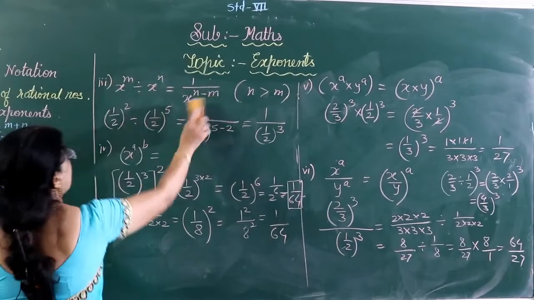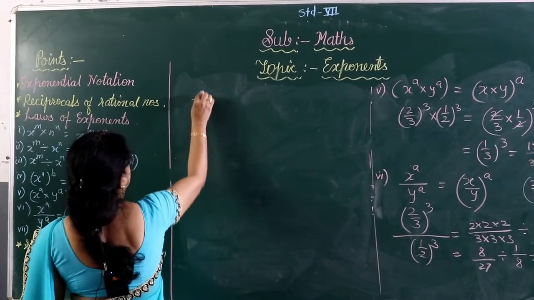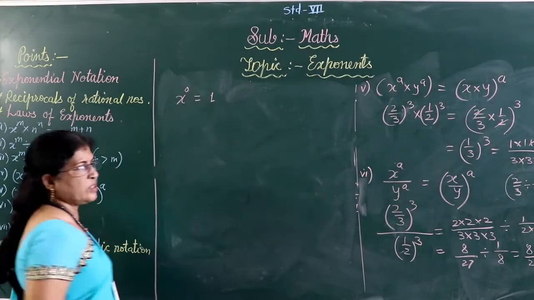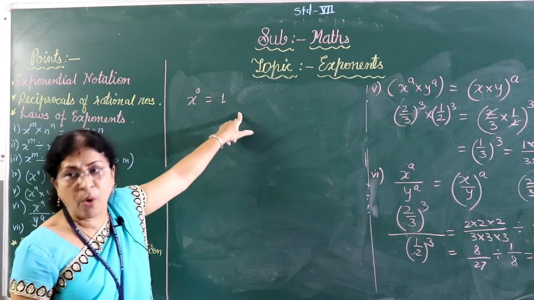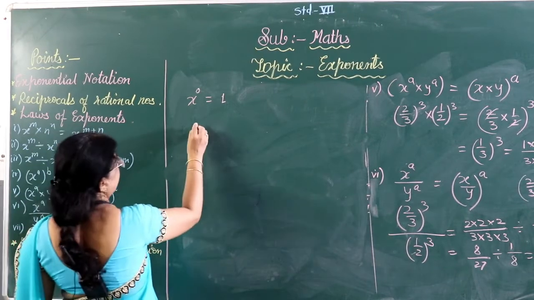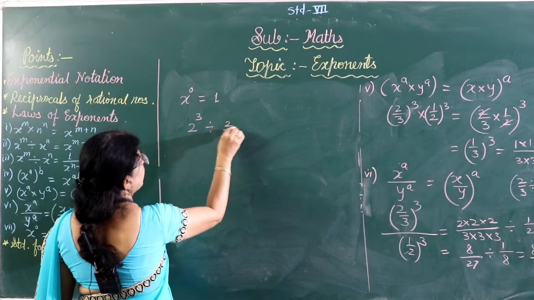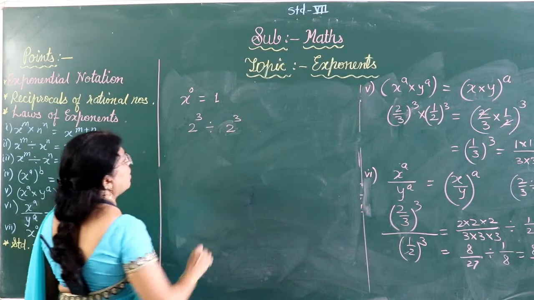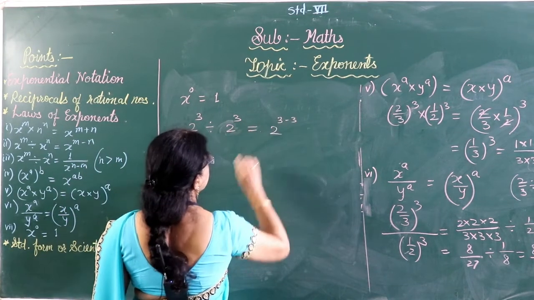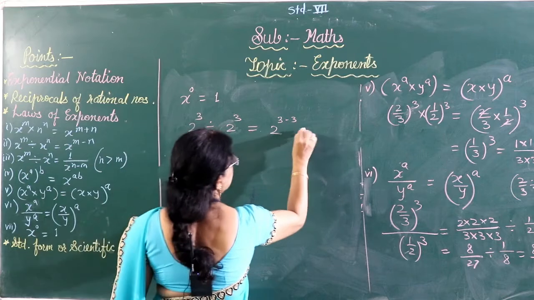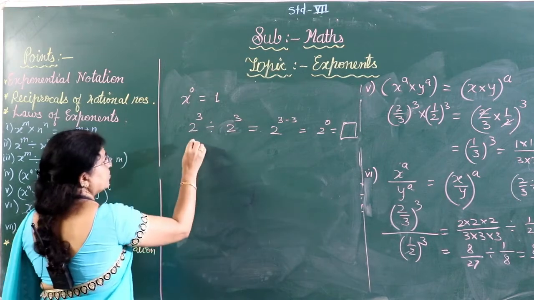Now only the last law is left, that is x raised to 0 equals always 1. X raised to the power 0, its value always comes 1. How? We will check now with the help of an example. Suppose I am writing 2 raised to 3 divided by 2 raised to 3. How can we solve? By applying the law, 2 raised to 3 minus 3, okay? Means 2 raised to 0 comes 1. Now we will check by solving the problem.